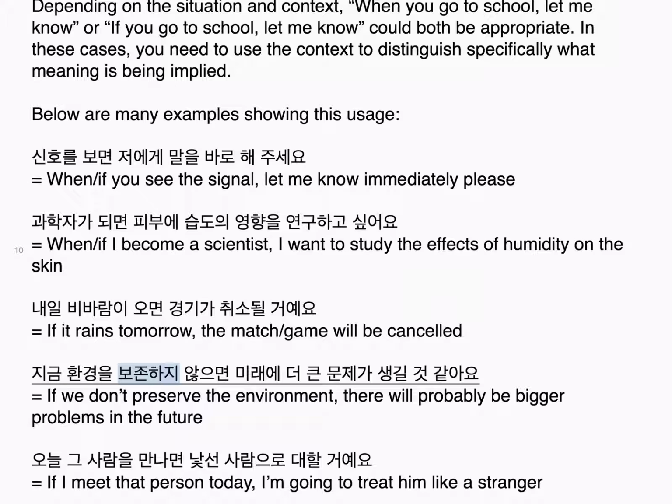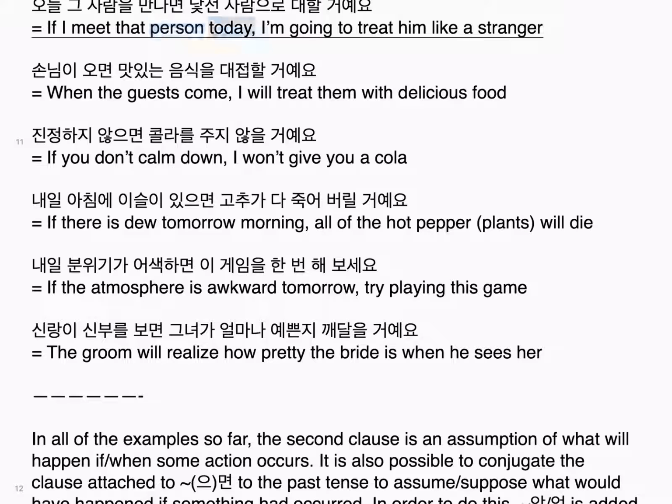지금 환경을 보존하지 않으면 미래에 더 큰 문제가 생길 것 같아요. If we don't preserve the environment, there will probably be bigger problems in the future. 오늘 그 사람을 만나면 낯선 사람으로 대할 거예요. If I meet that person today, I'm going to treat him like a stranger. 손님이 오면 맛있는 음식을 대접할 거예요. When the guests come, I will treat them with delicious food.